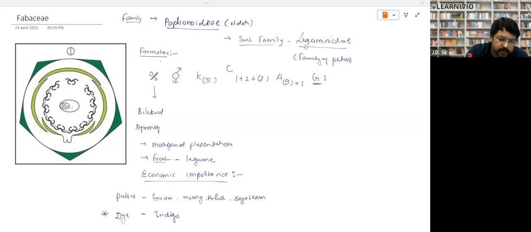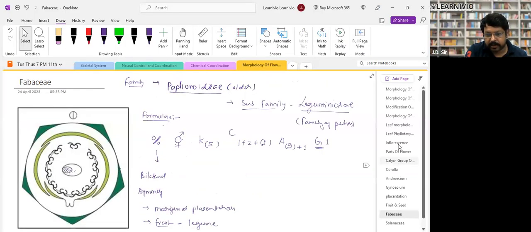Let me understand, Yasser. I will explain it again. At the start of the class, I told you, right? Floral formula and floral diagram. You will get it when you revise the previous class. Look, I will show you right now. I told you everything in the previous class. That's why I said that nobody will leave this class.